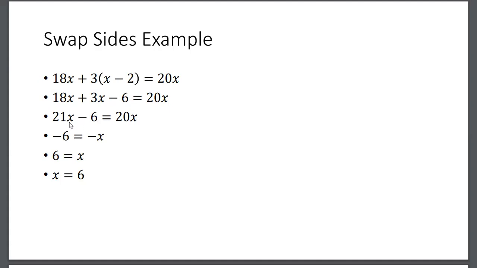Subtract 21x from both sides. On the right, 20x minus 21x is minus x, and we're left on the left with a minus 6. Minus equal to a minus. You can multiply both sides of this equation by -1 or divide both sides by -1 to get rid of those minus signs. 6 is equal to x, and to make this in the natural left to right way that we read things, swap sides, x equals 6. You can swap sides at any step. Here it's done at the very end.